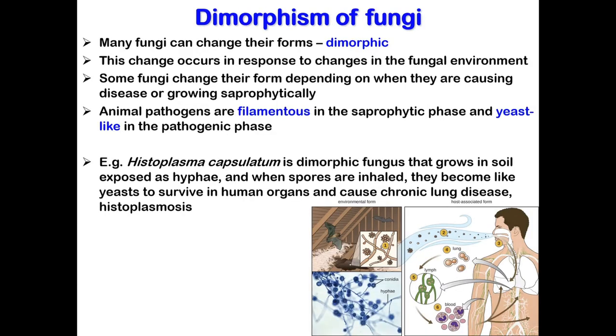So many fungi are dimorphic, which means they can change their forms. And this occurs in response to changes in the environment. Some fungi change their form depending on whether they're causing disease or growing saprophytically. For example, animal pathogens are filamentous in the saprophytic phase and yeast-like in the pathogenic phase. One species example is Histoplasma capsulatum, which is a dimorphic fungus that grows in soil, exposes hyphae, and when spores are inhaled, they become more like yeasts to survive in human organs and cause chronic lung disease.